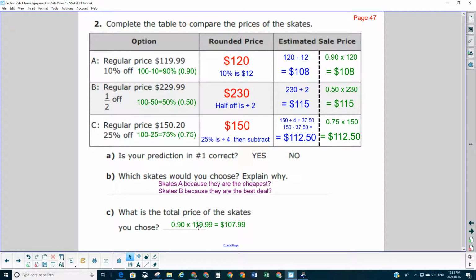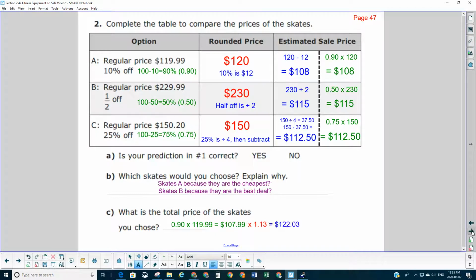So if we take 90% of $119.99, we actually get $107.99, times your 1.13 for tax, and then get the actual cost. Oh, the actual cost isn't popping up here for me. The actual cost, oh, there it is: $122.03, including tax. All right, so that's the top part, number 2, on page 47.